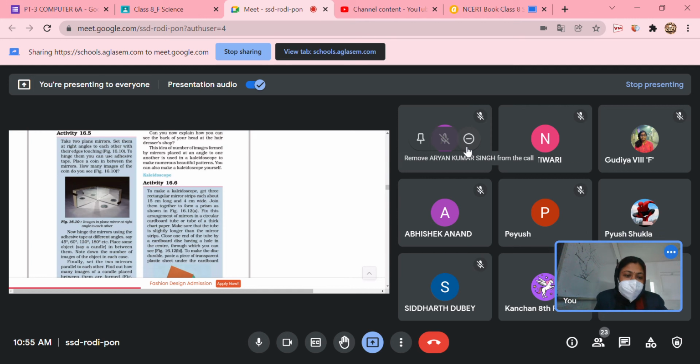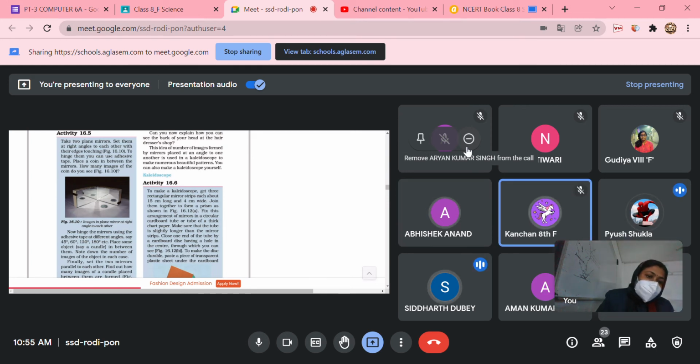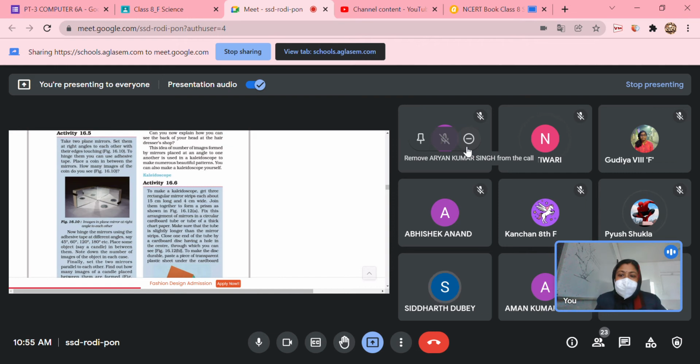45, not 55. 360 upon 45, that is 8. 8 minus 1, 7. The answer will be 7. And you can see, children, it is not just a theory. You are able to see it. If you place the two mirrors at different angles, you are able to see multiple images.